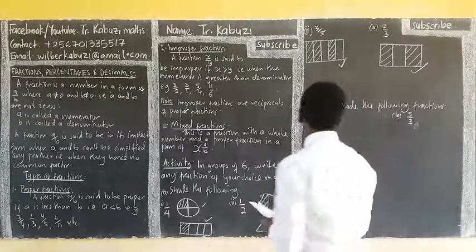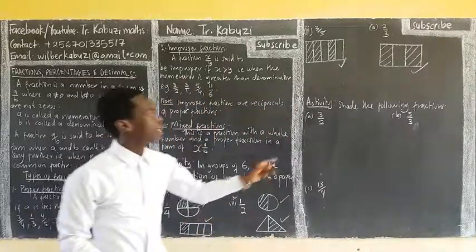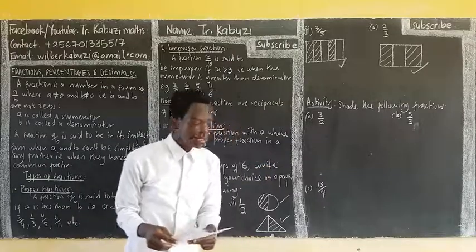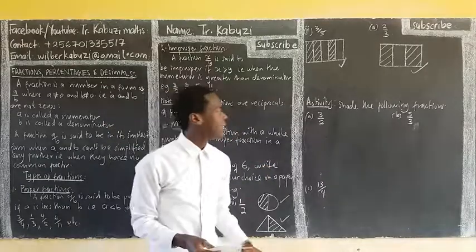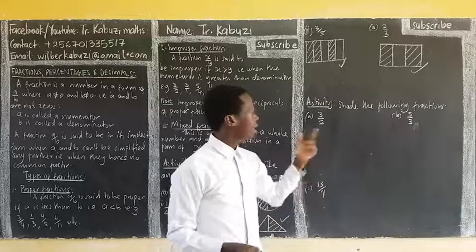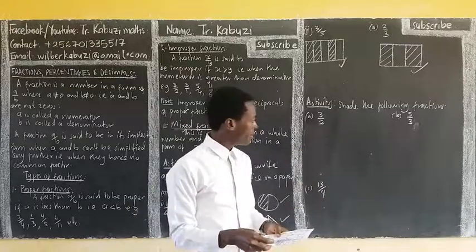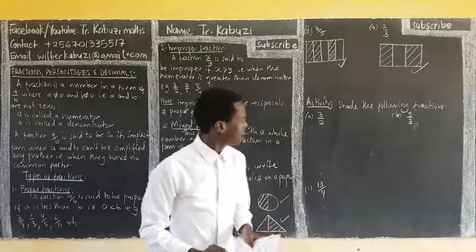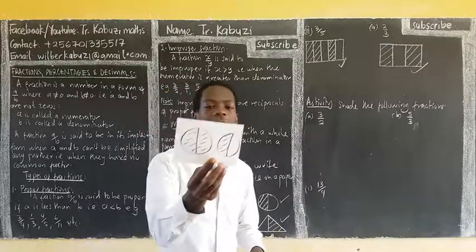So now we come to the last 2. Now these are improper fractions. How did they shade them? Now what does it mean? It means that now, we have 3 people here. The first one, they did 3 over 2. This is what they have.